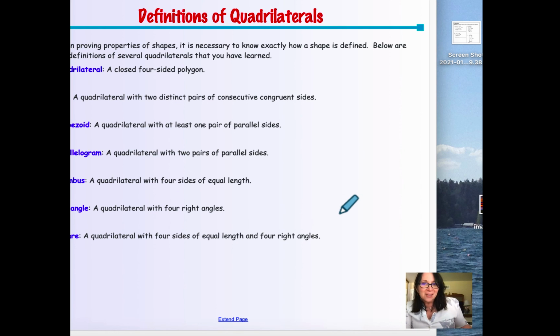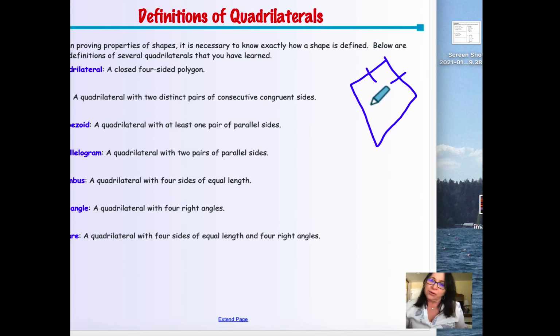Either way is fine. So here are some basic definitions of all the quadrilaterals that we've reviewed so far. Quadrilateral being a 4-sided polygon. A kite is a quadrilateral that has 2 pairs of consecutive congruent sides. So for example, this side's congruent to that side. In a kite, you also have diagonals that are perpendicular, and only this side and this side are bisected, those two. A trapezoid is a quadrilateral with 1 pair of parallel sides.